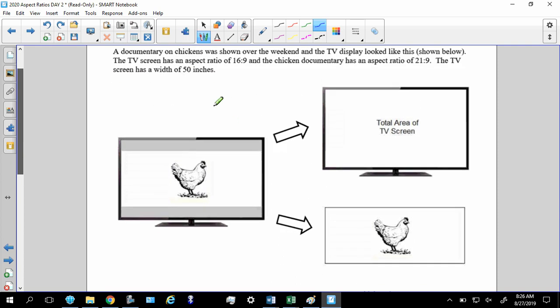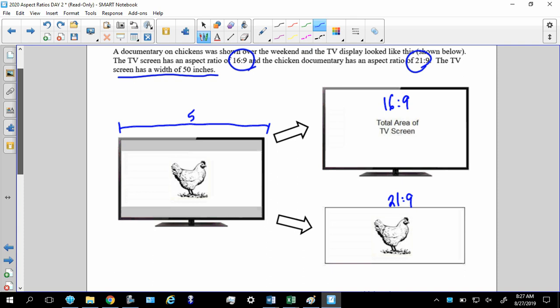The chicken documentary, the aspect ratio is 16:9, and it's watched on a documentary 21:9. So what I did here, I again took the picture and divided it into two rectangles. When I divide into rectangles, I start labeling. The TV screen was a 16:9 aspect ratio. The chicken documentary was a 21:9. Now you might be asking, where am I getting these numbers? Well, it says it right here, 16:9 and 21:9. Notice that the TV has a width of 50 inches, as well as the chicken.